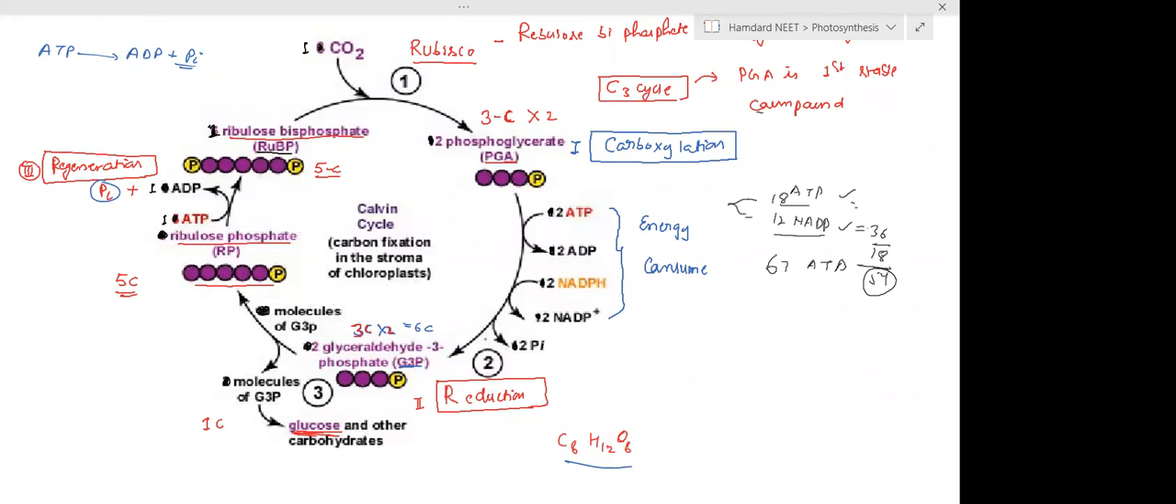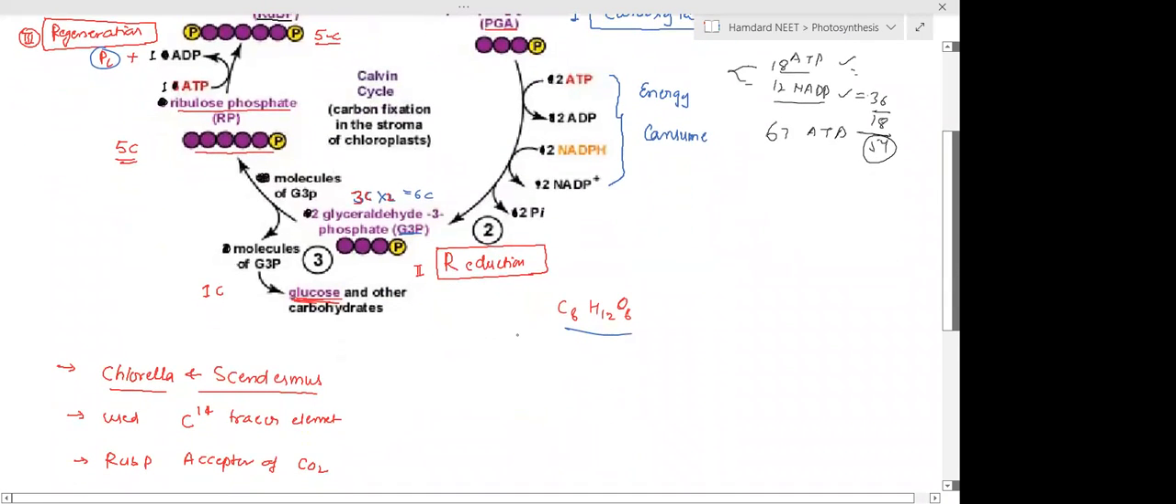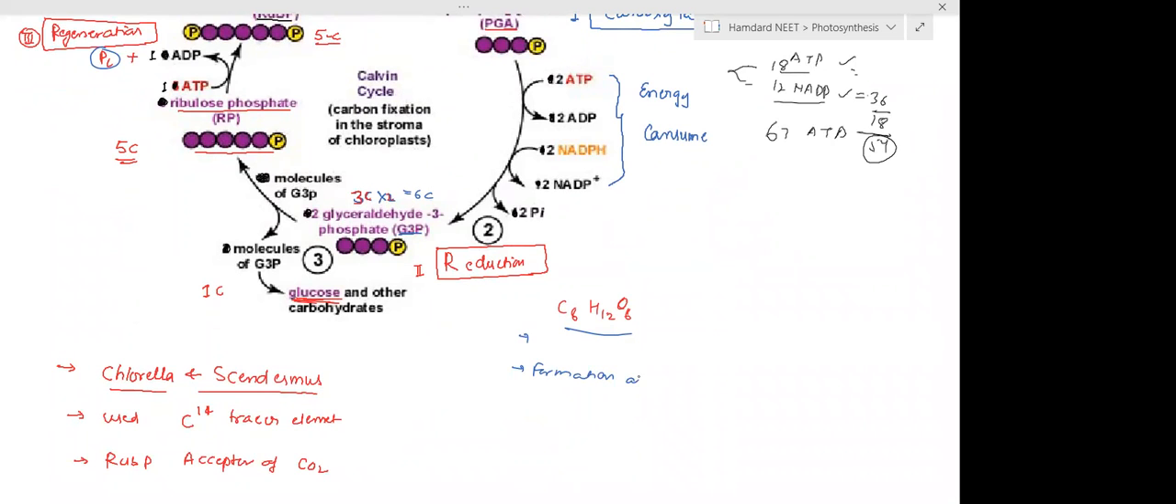Okay, now come over here. So I have one more question. You are absolutely right. For the formation of 1 glucose, the Calvin cycle has to operate 6 times.